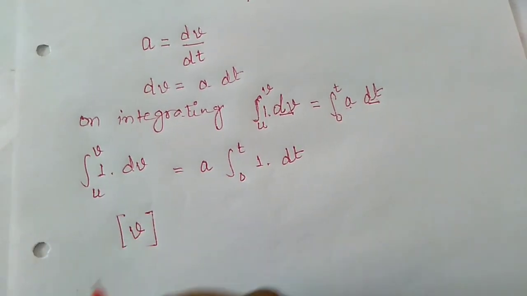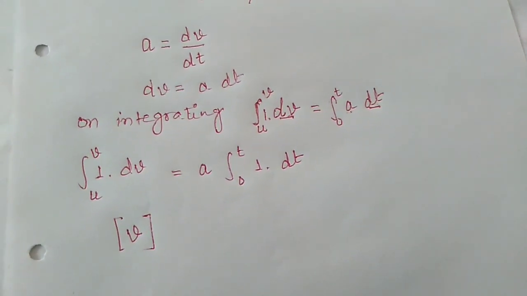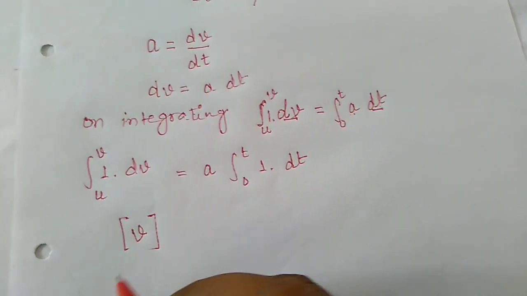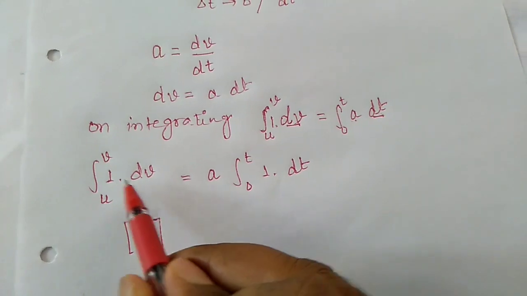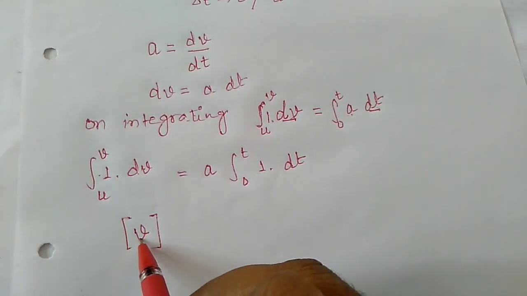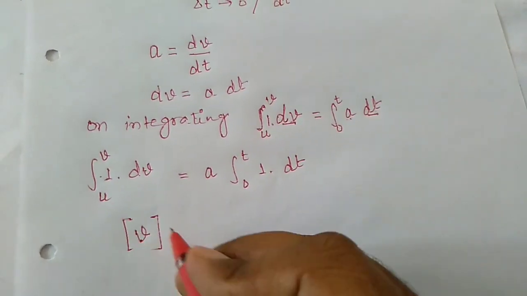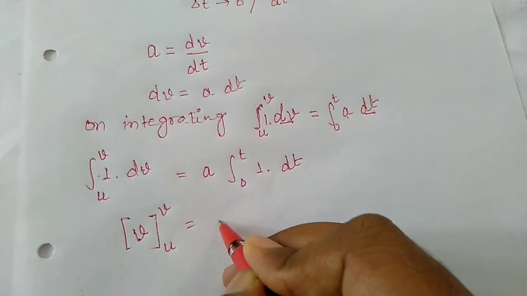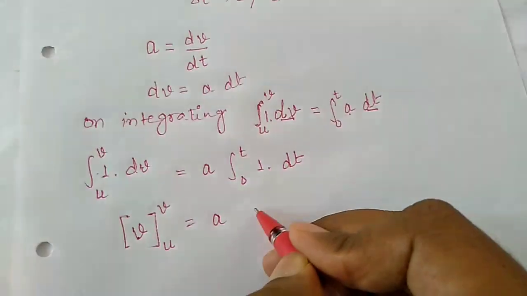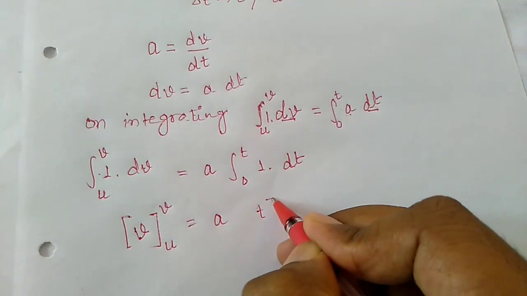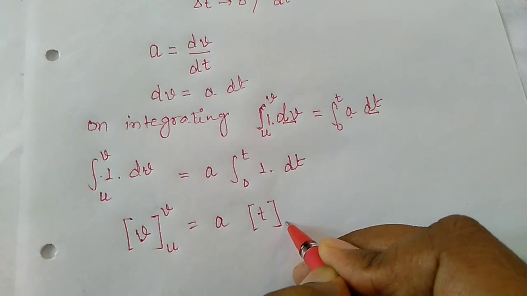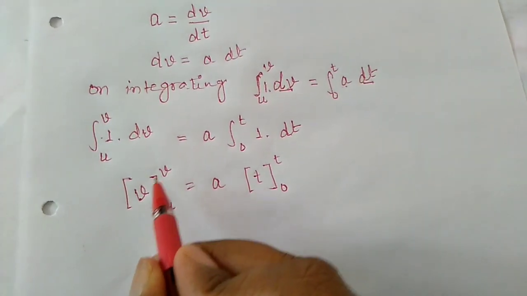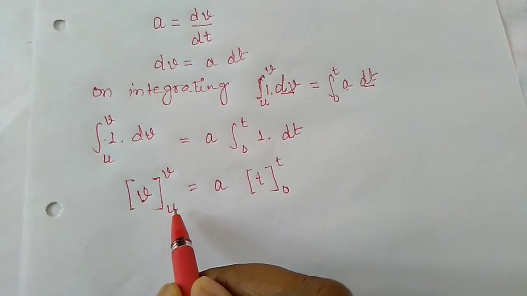This is very important for the mathematics student. But if you are opting for bio, means except mathematics, you must see what the process is. Integration of 1 dv is v itself, and then you have to write the limits like this, u to v. Same way here, a is out of the function, integration of 1 dt is t, and then we write the limits, 0 to t. Next step is, first you have to write the upper limit minus the lower limit.